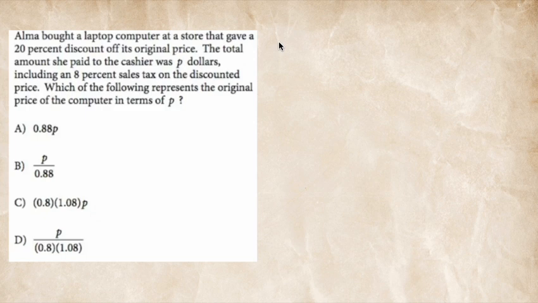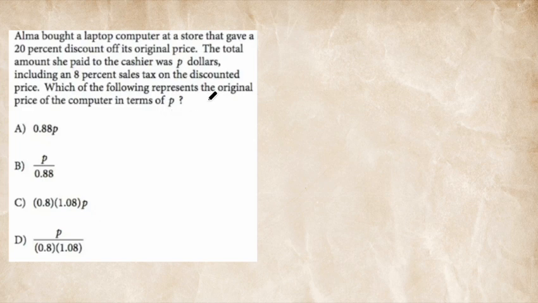The first question is this one. It says, Alma bought a laptop at a store that gave a 20% discount of its original price. The total amount she paid was P dollars, including an 8% sales tax on the discounted price. Which of the following represents the original price of the computer in terms of P?